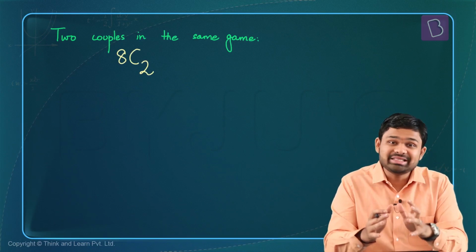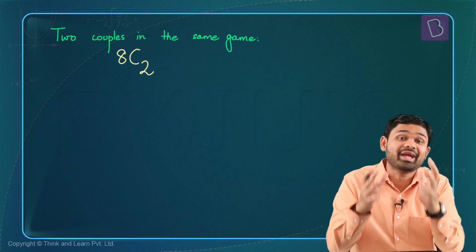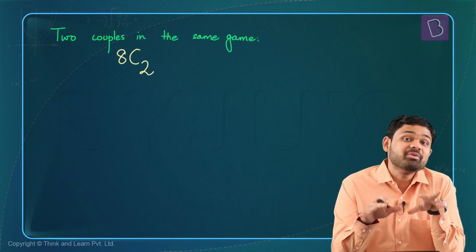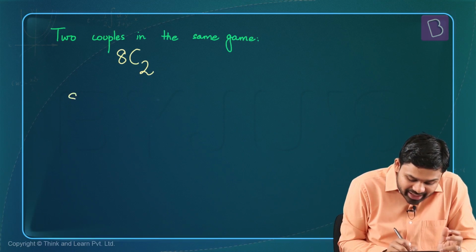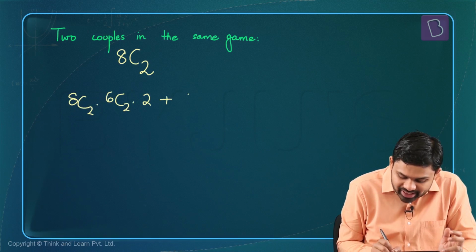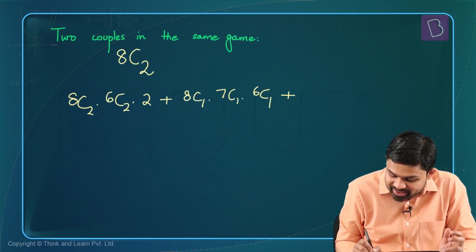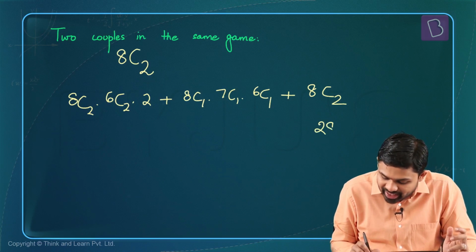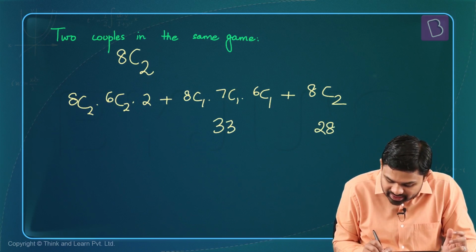So the final answer is the total number of ways in which you can choose men and women out of 8 couples, such that no husband and wife play in the same team of this mixed doubles event, is going to be 8C2 into 6C2 into 2 plus 8C1 into 7C1 into 6C1 plus 8C2 ways. Now 8C2 is nothing but 28. 8C1 into 7C1 into 6C1 is 8 into 7 into 6, that is going to be 336.